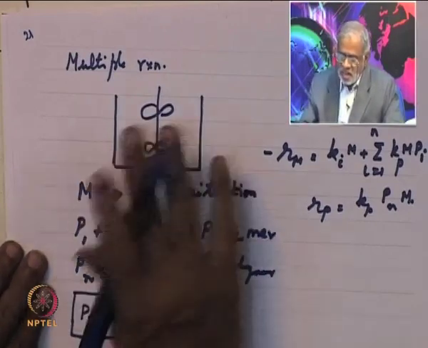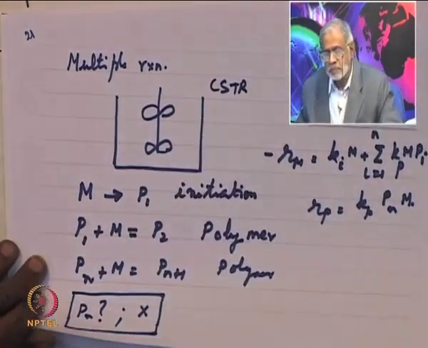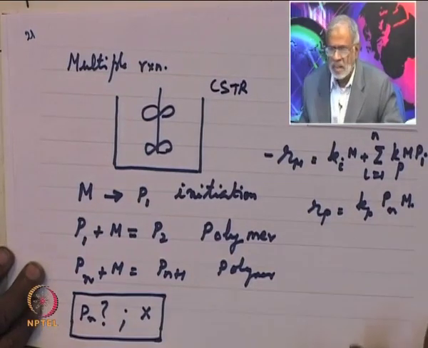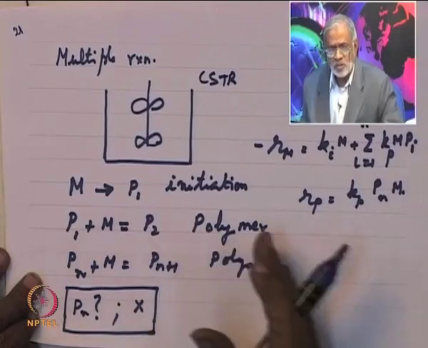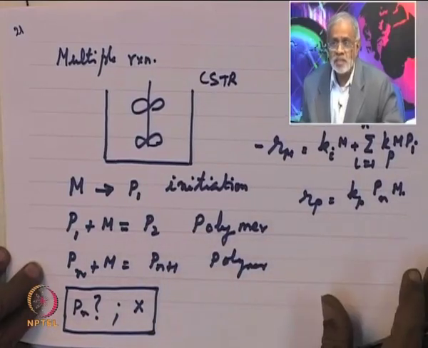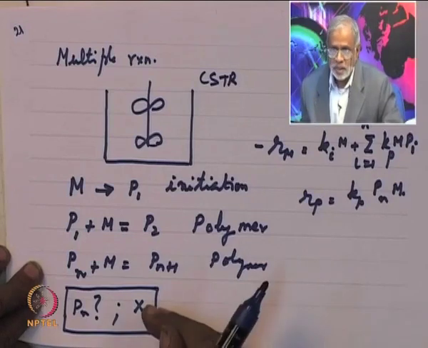So, a stirred tank or a CSTR for polymerization reaction is convenient. Plus, we can set up equations for Pn and find out conditions under which Pn goes to the highest value. So, when do we get the highest value for Pn? We can also find that out through our equations. So, let us try to do it one by one.